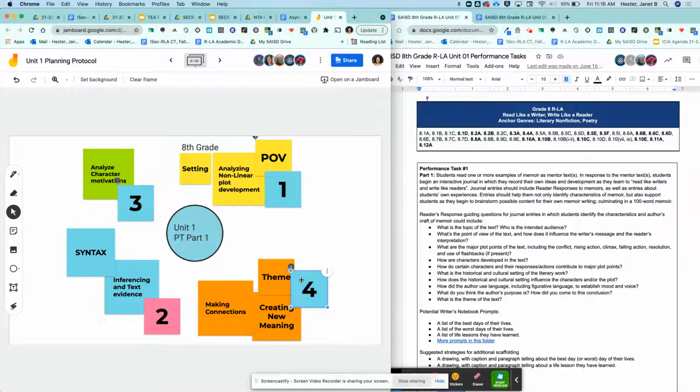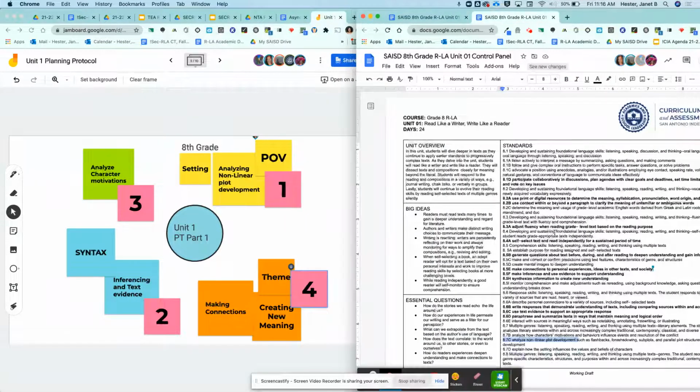Okay, great. And now if we can just add some of the specific standard numbers to these skills so we can look at the specific standards that need to be taught. Okay, so we'll go back to the control panel and look at the skills for that specific unit. Here are the standards listed on the control panel. So now we can apply those standards to the skills we're going to teach. Do we want to go in order from 1, 2, 3, and 4? Yes. Okay.